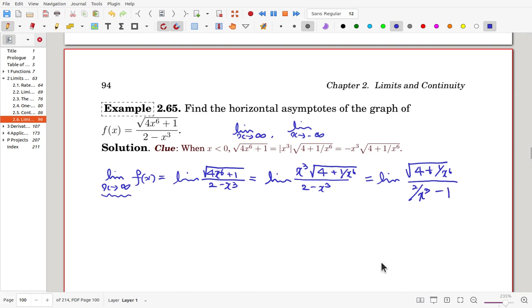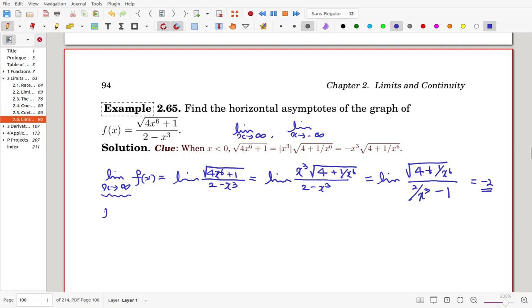So once x is approaching infinity, then these two terms will approach 0. So the remaining terms are the square root of 4 and minus 1. The square root of 4 is the same as 2, so that will be minus 2. Okay. Now how about the other side?